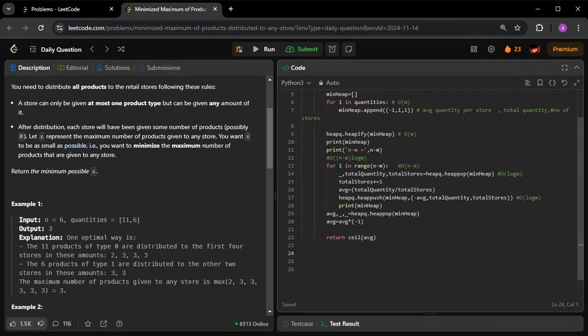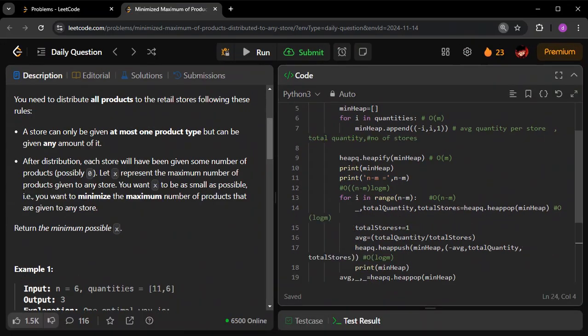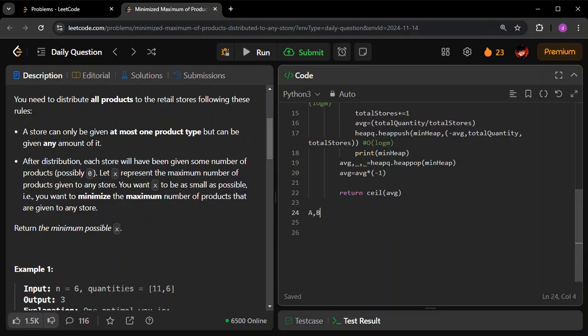So what we have to do is, just think of it. Let us say there are two types of products, A and B. Let me zoom in. What they're trying to tell here is that you have 6 stores. So what I can do is, for example, give A to 3 stores, and then give B to 3 stores. That's what it is.